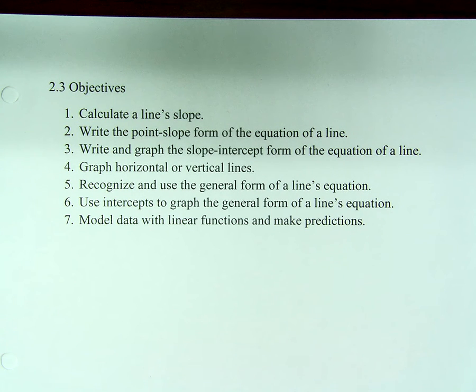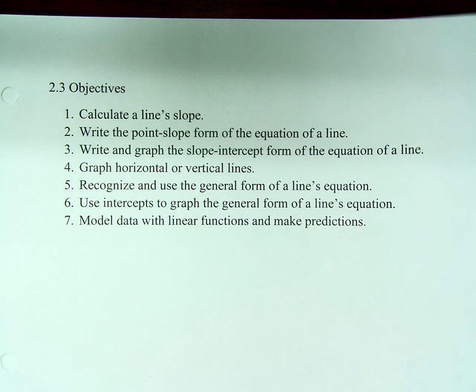Number 5, recognize and use the general form of a line equation. Number 6, use intercepts to graph the general form of a line equation. And number 7, model data with linear functions and make predictions. Got it? Okay, so objective number 1, calculate a line slope.